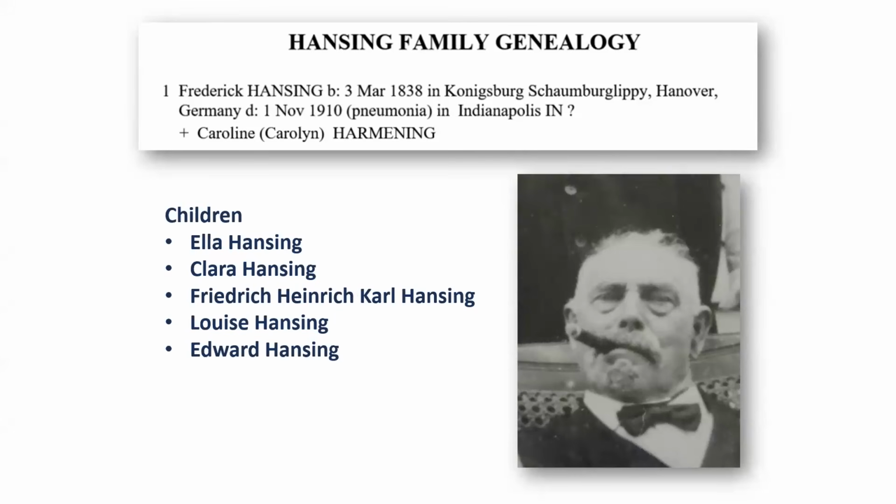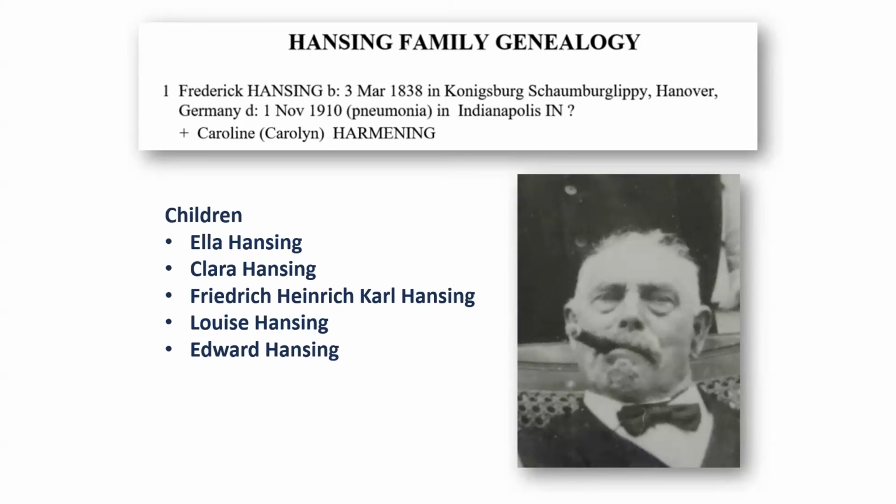This is Frederick Hansing. According to family information, he was born the 3rd of March, 1838, in Königsburg, Schaumburg-Lippe, Hanover, Germany. And that he died in 1910 in Indianapolis. And he was married to Caroline Harmoning. And these are names of his children. All right, so Königsburg, Schaumburg, Lippe, Hanover, Germany.